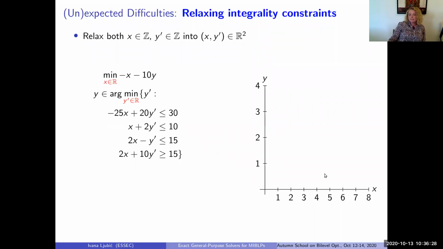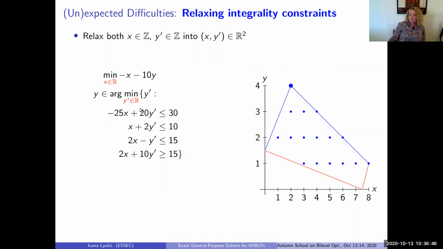So let's stay still with this example and let's see what happens if we relax the conditions and say x and y are both continuous variables. And now we want to solve a bi-level LP-LP.